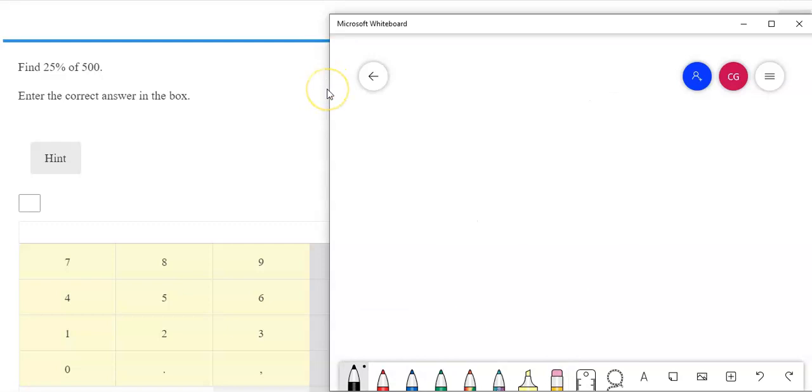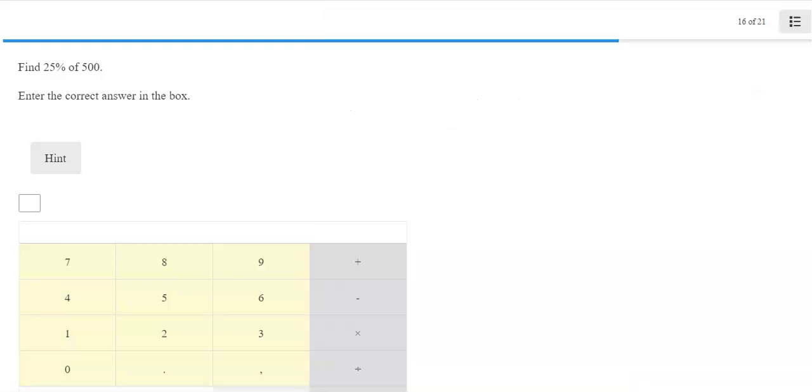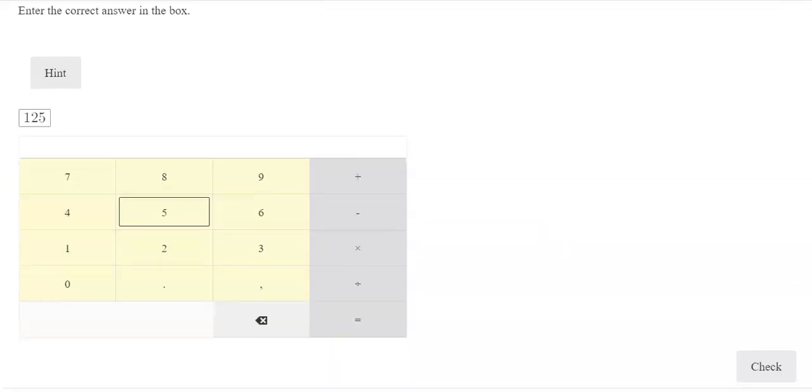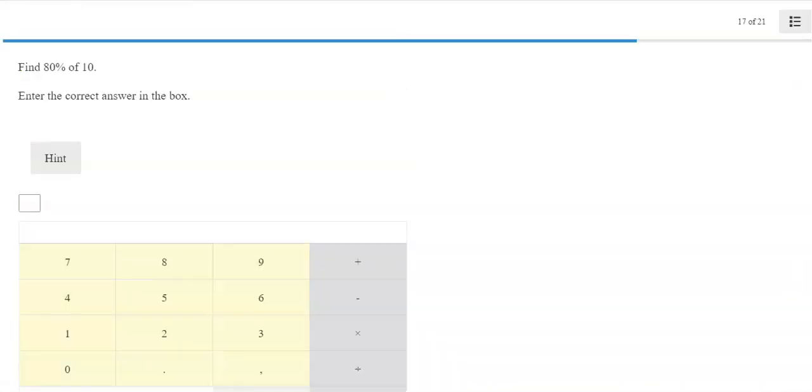I have 25%, which is 25 over 100. Of means multiply, and we get 500. I'm going to cross cancel. 100 goes into 100 once. 100 goes into 500 5 times. 25 times 5 is 125. You could have also done 500 times 0.25, and you would have ended up with the correct answer if you would have multiplied correctly.